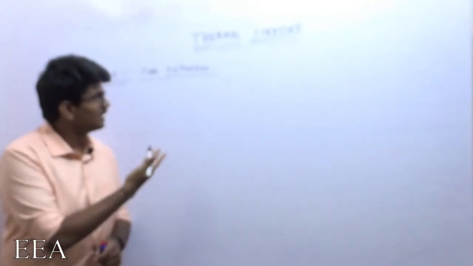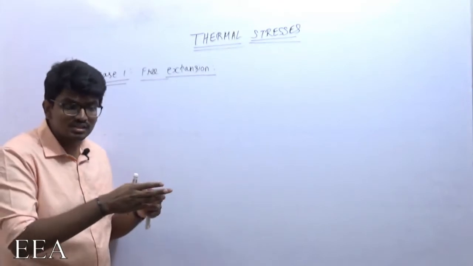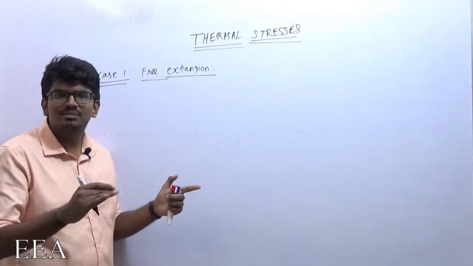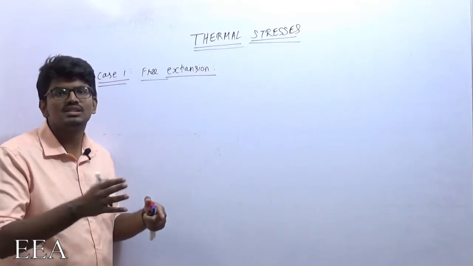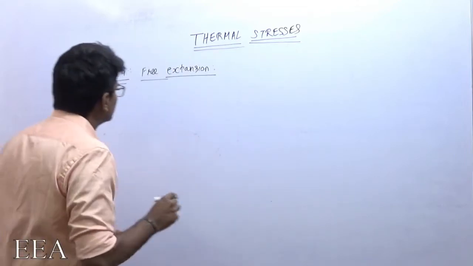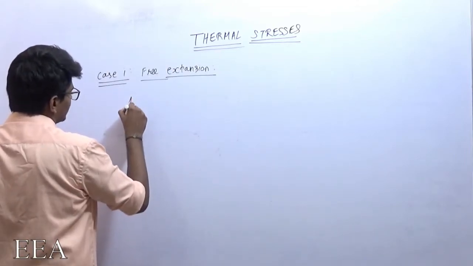What is that? In case of free expansion, if I increase the temperature, it's going to expand freely. If I decrease it, it's going to contract freely. So expanding means delta will be positive, contracting means delta will be negative. That is the only thing. Strain will be positive, strain will be negative. So free expansion or contraction.